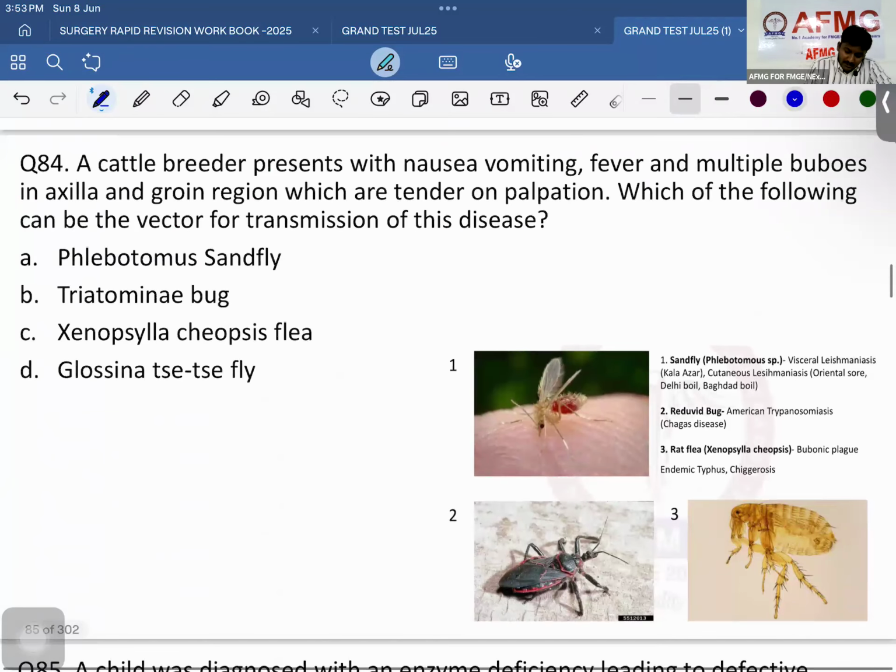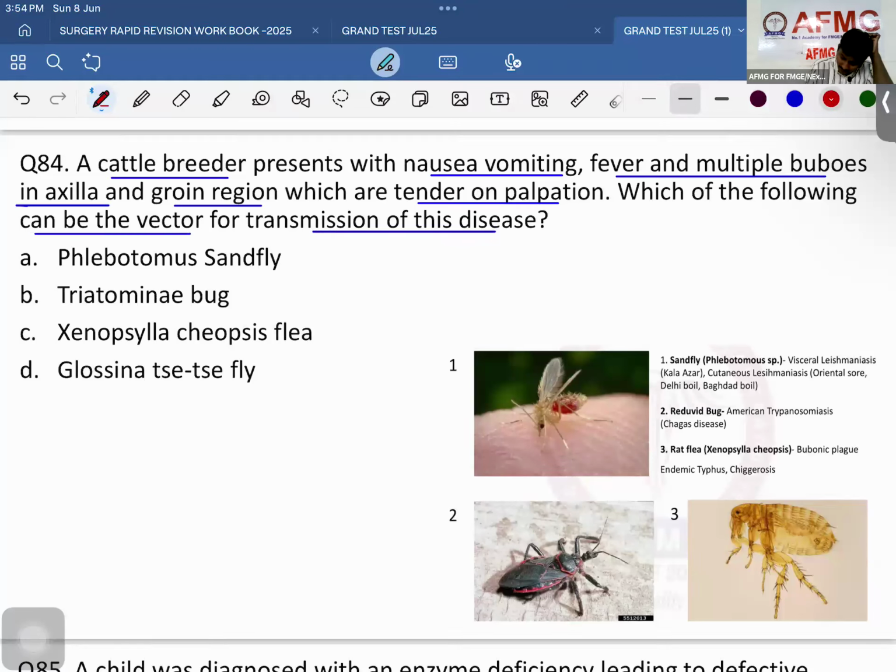Question number 84. Here we have a cattle breeder who presents to us with complaints of nausea, vomiting, fever and multiple buboes in the axilla and the groin region as well, which are tender on palpation, that is painful on palpation. Which of the following can be the vector for transmission of this disease?